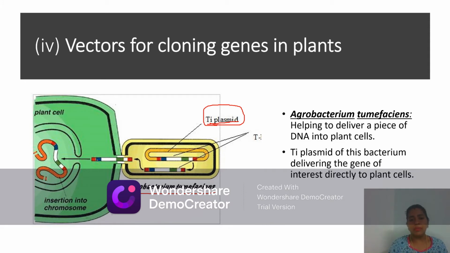So they will be introducing the DNA into the plant cell. Tumor induction, that is Ti. They will be infecting the cell and producing a tumor-like structure. Through this, the foreign DNA will be going inside. Fine. So Agrobacterium tumefaciens helps to deliver genes into plants with the help of the Ti plasmid.